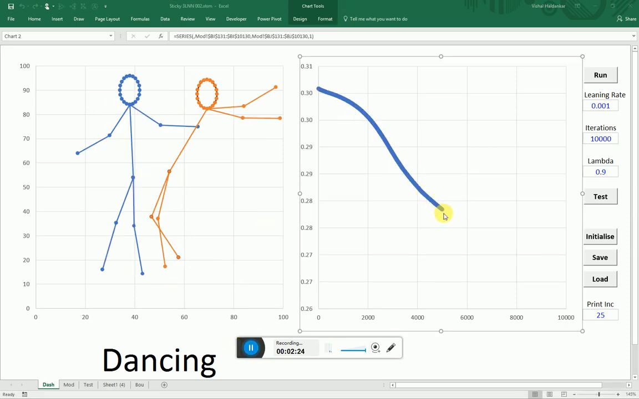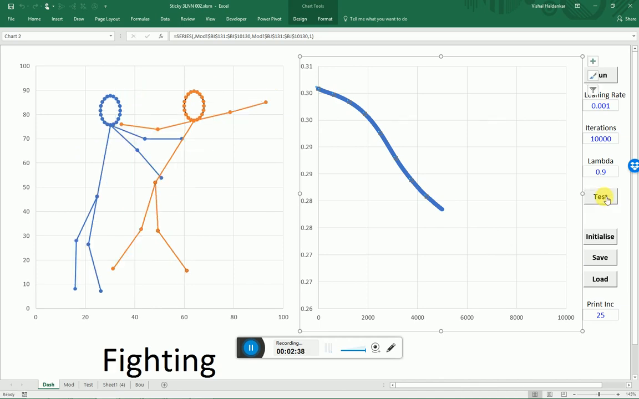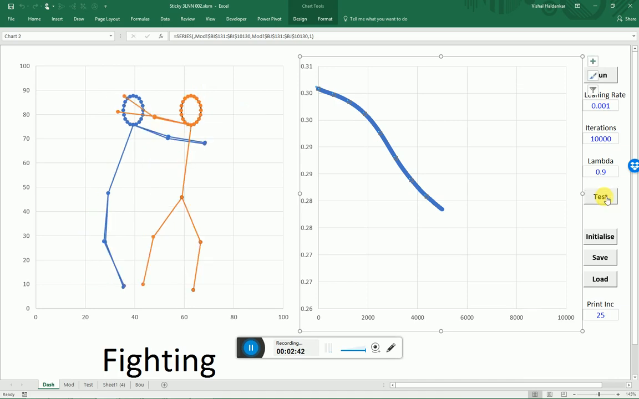Well, unfortunately, I hadn't extended my print range for the learning curve, but one would assume it would start flattening out. And the test cases seem to be better. It thinks that's dancing. It thinks that that is fighting. Yes, possibly. It thinks that's fighting, so that was definitely fighting.